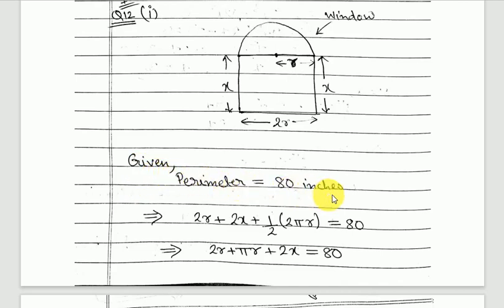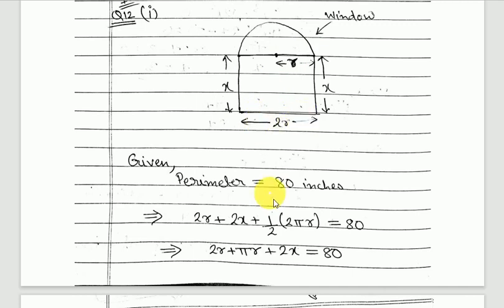So here the perimeter is given as 80 inches. Perimeter means this length. Here I have taken this length to be x. And since this side is acting as the diameter for this semicircle, I have taken the radius to be r. That means this total length will be 2r, so that's why 2r over here. This is x, this is x, this is r, the radius for this semicircle, and therefore this total diameter, that means this breadth, will be 2r.